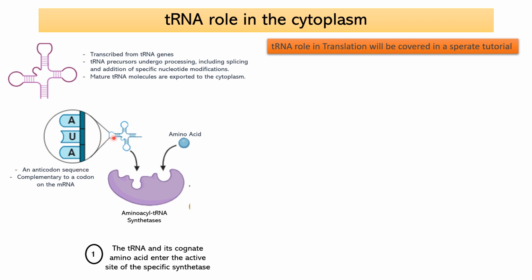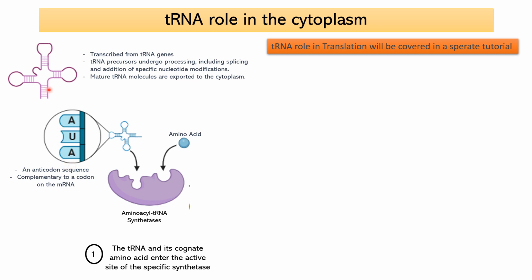Once this tRNA is in the cytoplasm, it will bind to an enzyme called aminoacyl-tRNA synthetase. The main role of this enzyme is to bind a corresponding amino acid. Every amino acid will bind to a specific tRNA. This specificity occurs because of a specific sequence that is carried on the tRNA.